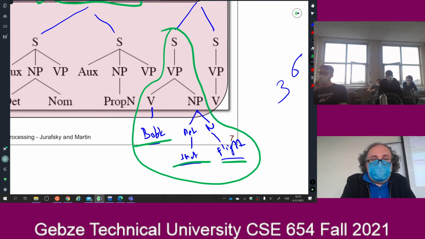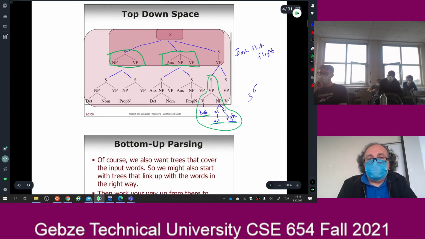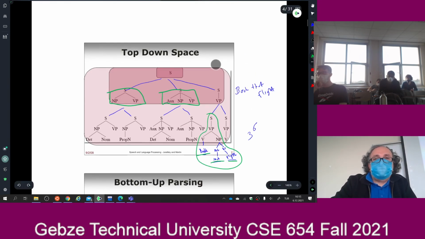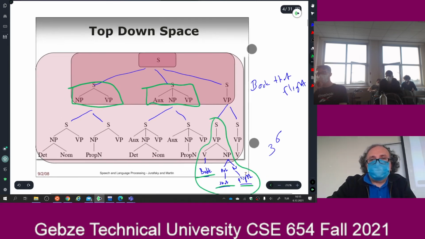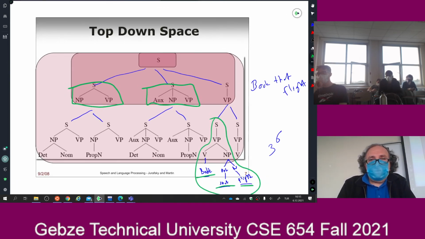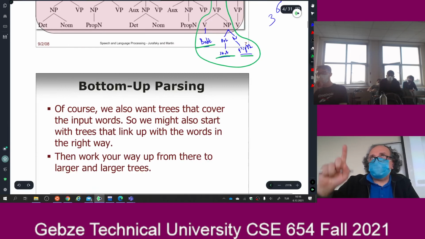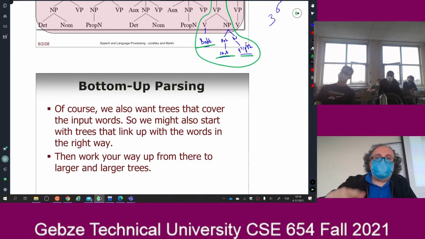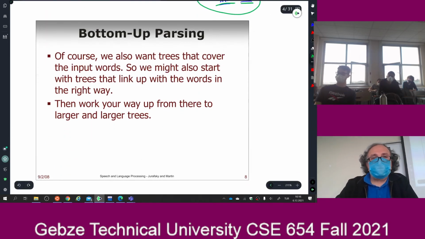No. Why not? Because I might have other trees, right? I might have ambiguities. I might have other trees. Okay, so that's the rule. So if you do the search like this stupid way, that's what you need to do. Top-down parsing. And then there is the other stupid way of doing things, bottom-up parsing.